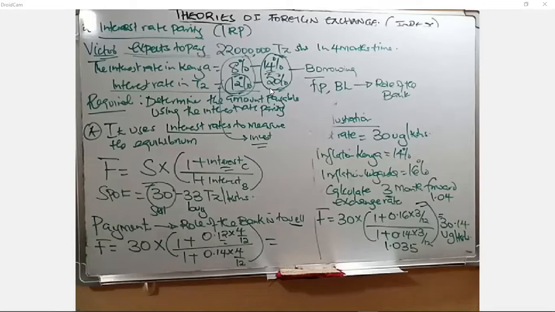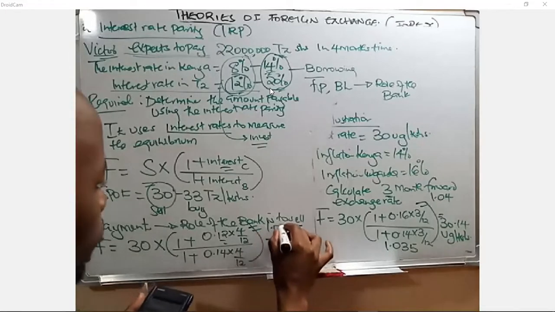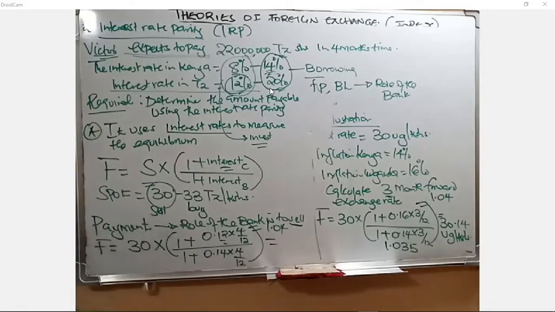Let me take my calculator. 0.12 times 4 divided by 12 plus 1. Here we get 1.04. And here below we are getting 0.14 times 4, divided by 12, plus 1. Right? We are getting 1.05. So 1.04 divided by 1.05 times 30. I'm getting 29.71. I think that is my answer there.